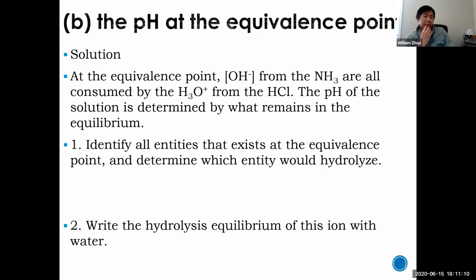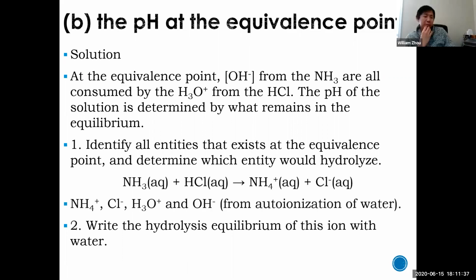B, the pH at the equivalence point. Okay, here is where it gets complicated. If you reach the equivalence point, all the hydroxide from the base is consumed, and all of the acid, H3O from the HCl, is consumed. So they cancel each other. What's going to determine the pH then? Well, hydrolysis. Somebody's going to hydrolyze. So you have to identify everybody that will hydrolyze, or that has the potential to hydrolyze.